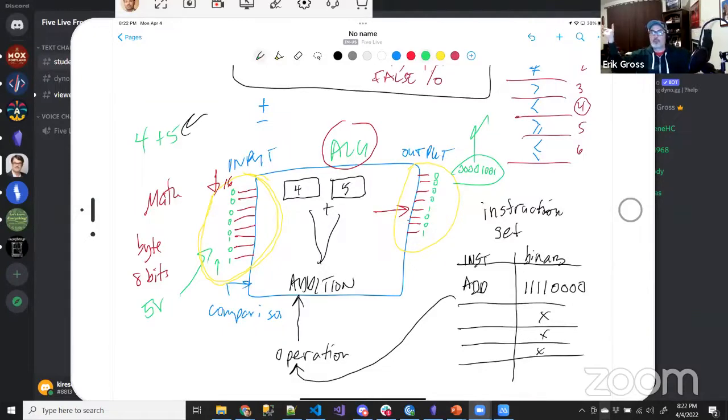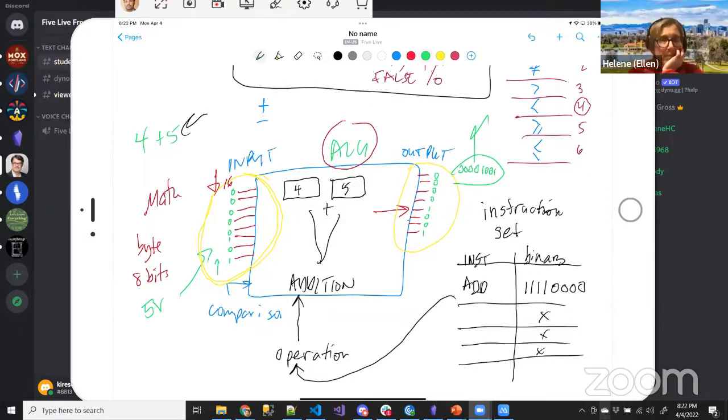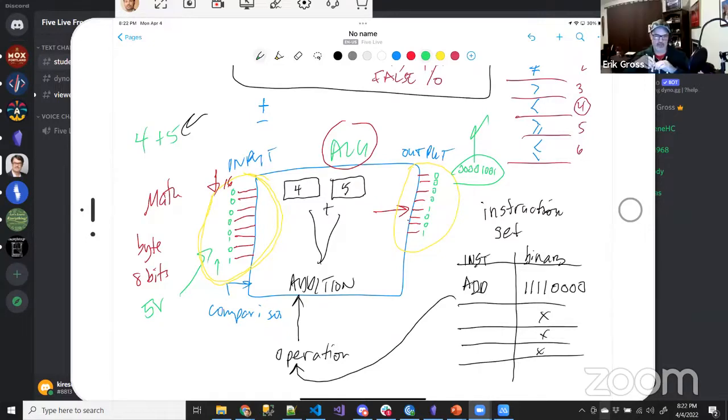Your computer program needed to add some numbers together and now it has the answer. Does that expand that out a little more for you, Ellen? Yeah, thank you. Good. Any other questions anybody has on that?